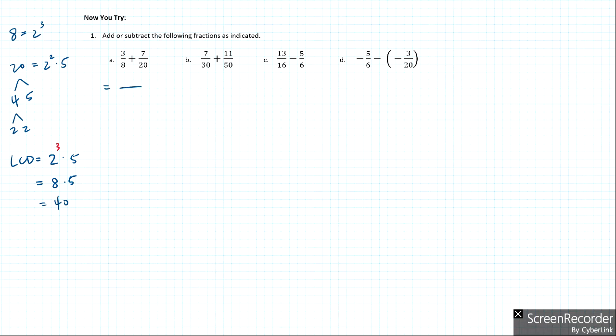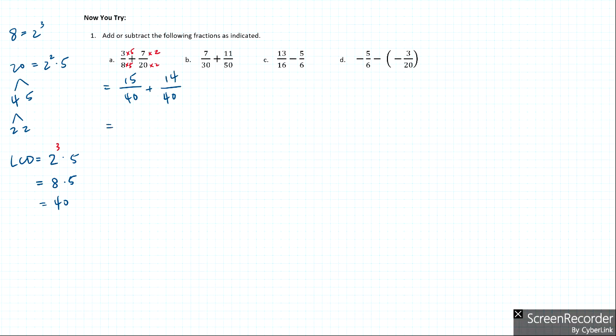So that means I want to have 40 here and 40 over here. And to go from 8 to 40, I have to multiply by 5. So I have to multiply 5 on both sides of the fraction. 3 times 5 gives me 15. And then from 20 to 40, I have to multiply by 2 on both sides. And that gives me 14 over 40.